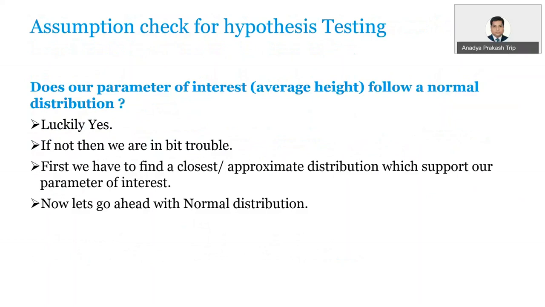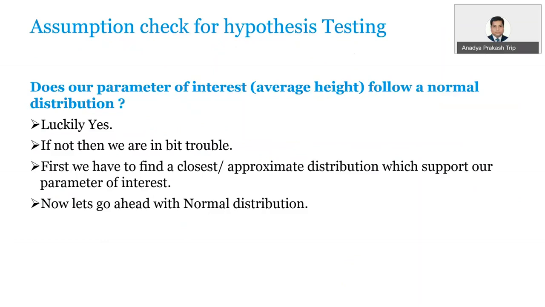So before proceeding to the sample size calculation, we have to check a few assumptions. Does our parameter of interest, here height, follow a normal distribution? Luckily, yes, height follows that. If not, then we are in trouble. So what do we have to do? We have to find the closest distribution of that parameter of interest.